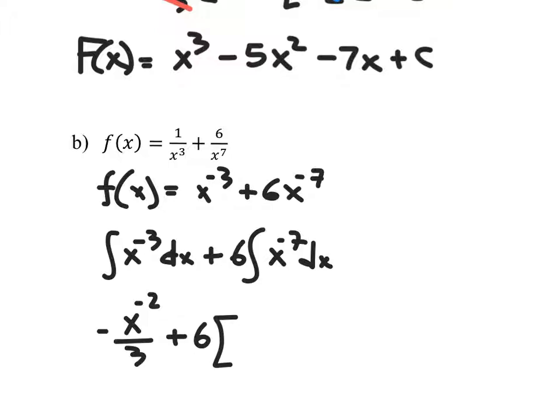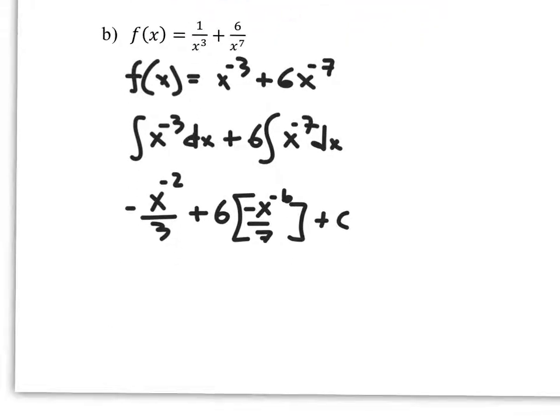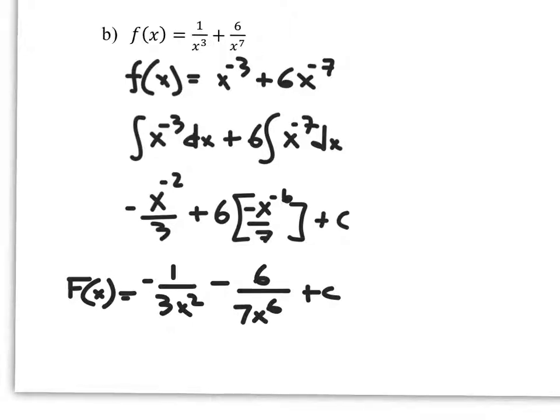And I will have for my antiderivative x to the negative 6th over negative 7. Oops. I don't need that negative. I already put it out in front there. And plus c. Therefore, my antiderivative would be, looks like negative 1 over 3x squared minus 6 over 7x to the 6th plus c. There is our antiderivative. All right, let's keep going.